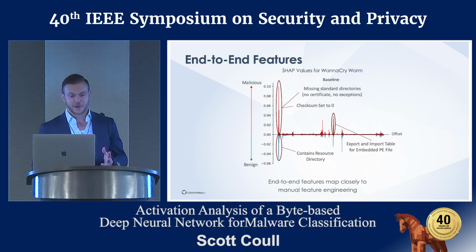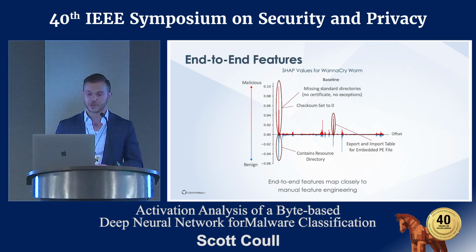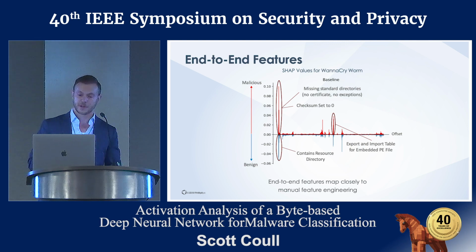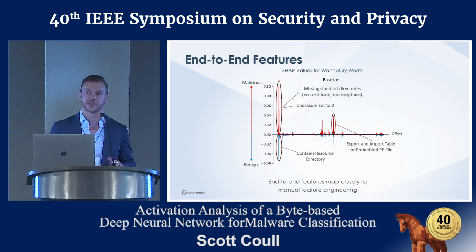So now this is the last part here. We're going to look at the end-to-end features. To interpret this illustration, on the x-axis you're going to see the byte offset into the binary that we're looking at. And on the y-axis, it's the SHAP value associated with that specific byte segment, with more positive SHAP values being more in tune with a malicious classification.